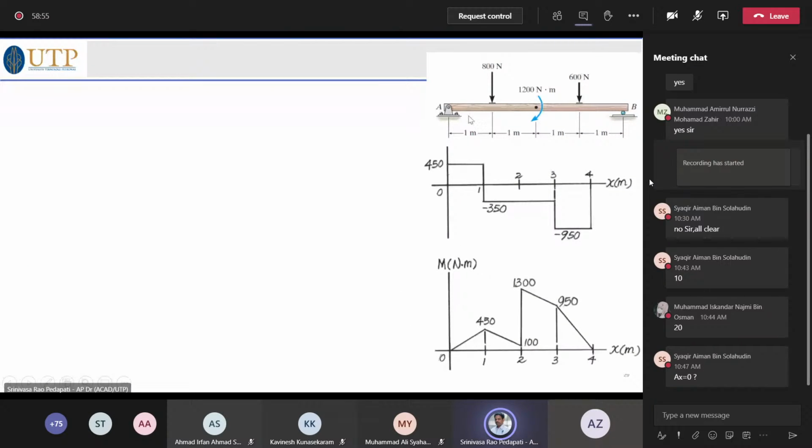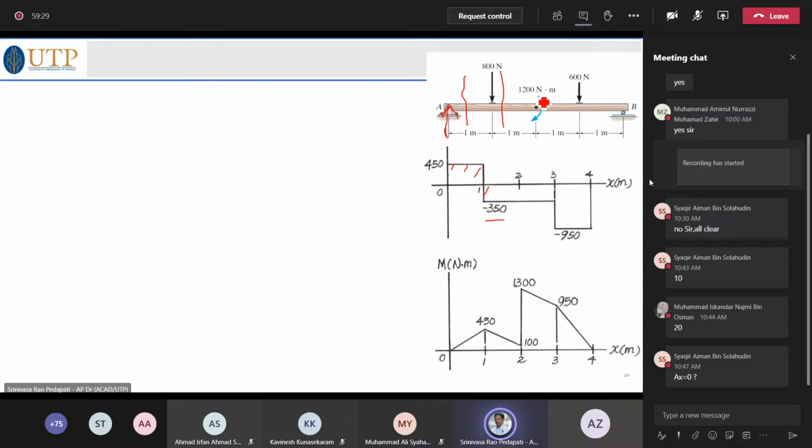So it should be like this. So now you understood in a better manner. At A, what is the shear force? At A, if you take the cut here, the only force acting is 450 upwards. So that is why this is 450 until 1 meter. After 1 meter, what happens if you take a section here? AY minus 800, that is minus 350. So minus 350 is acting here.